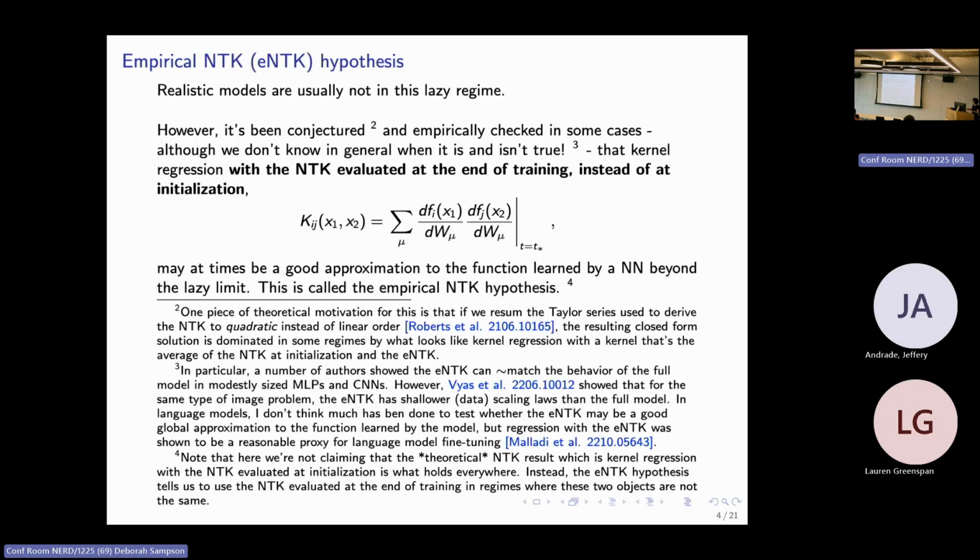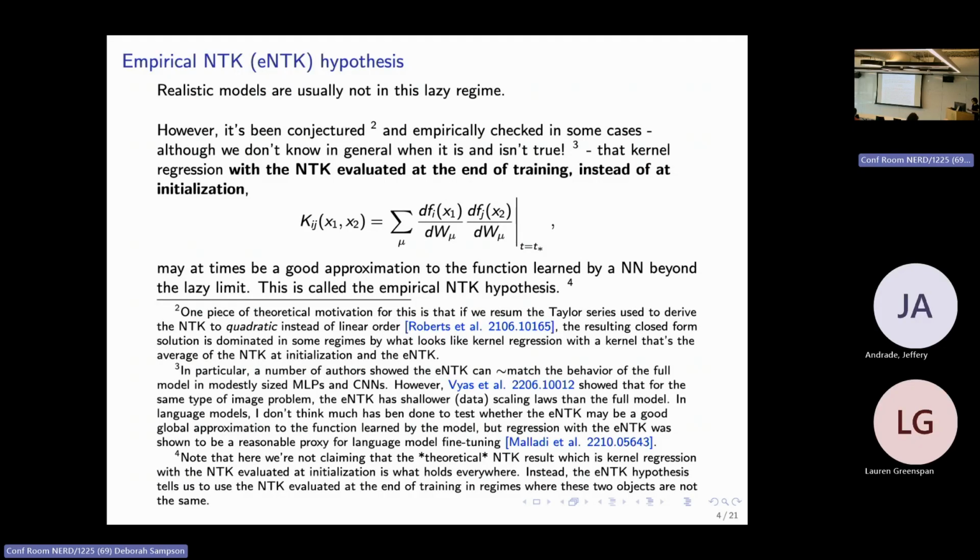Now, realistic models usually are not in this lazy regime. And indeed, in the lazy regime, you can show that in a technical sense, there's no feature learning. However, it's been subsequently conjectured and empirically checked in some cases, although we don't know in general when this idea isn't true, that perhaps kernel regression with the NTK evaluated at the end of training instead of at initialization may at times be a good approximation to the function learned by a neural network, even beyond the lazy limit. This is called the empirical NTK hypothesis.